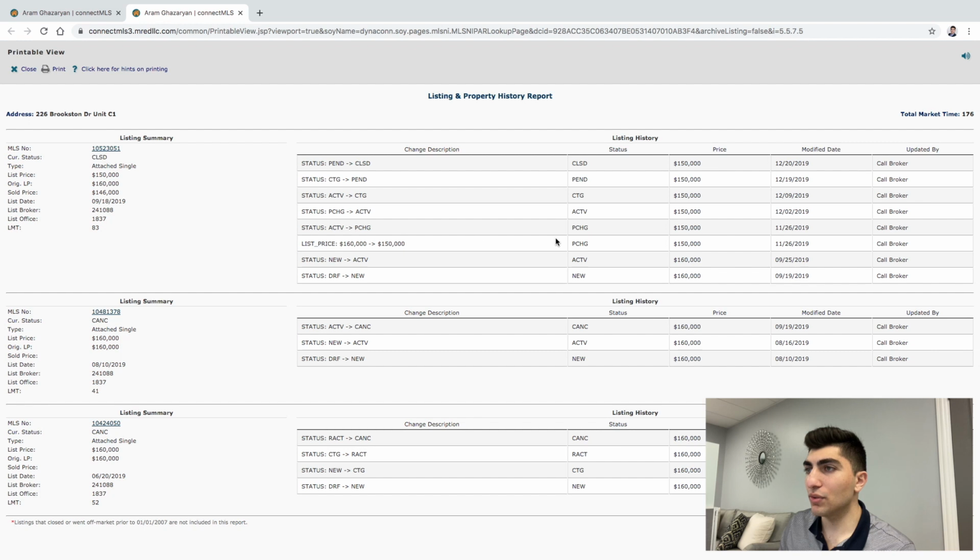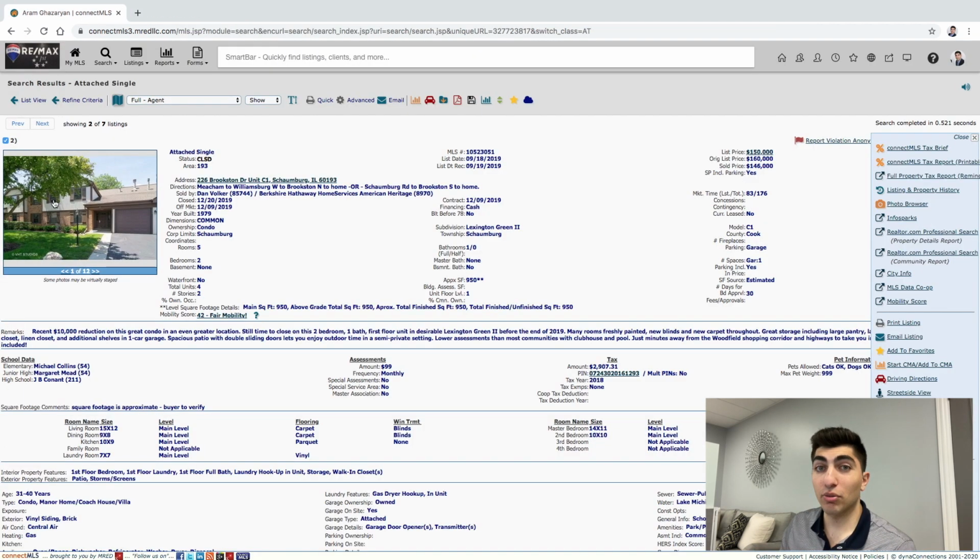And then I also like to see what happens when they come down to 150. Because oftentimes when you do a price reduction, you'll sell relatively quickly. Look at that. They came down on November 26th to 150 from their 160 price point. And then on the 9th, so maybe a couple weeks later, they went under contract and closed at the end of December. So, okay, very interesting. See, this is what happens when you price something right.